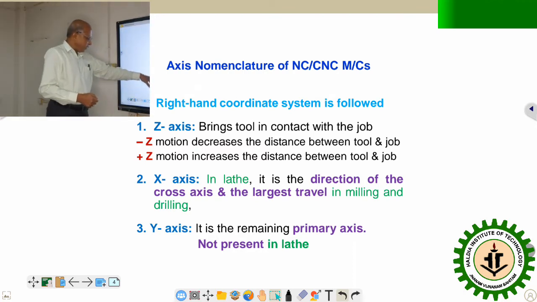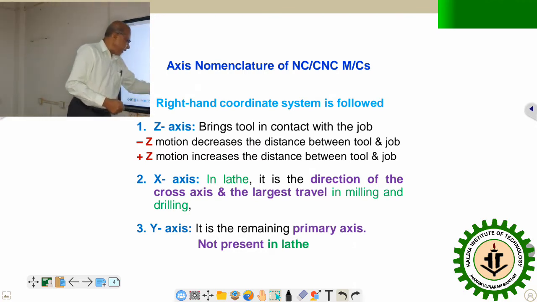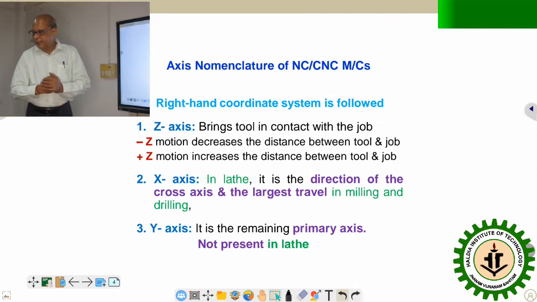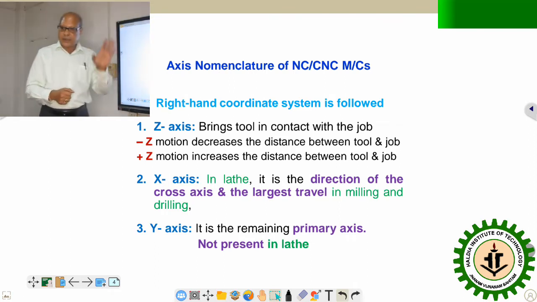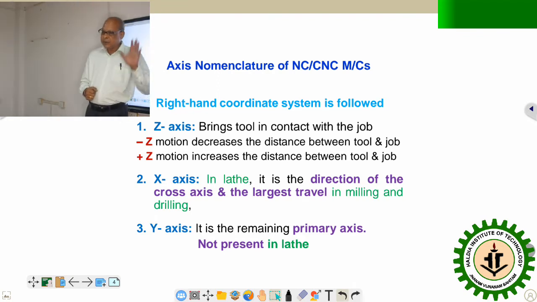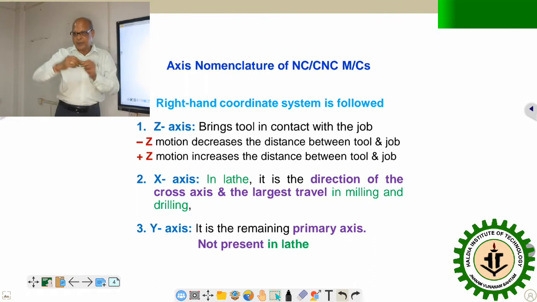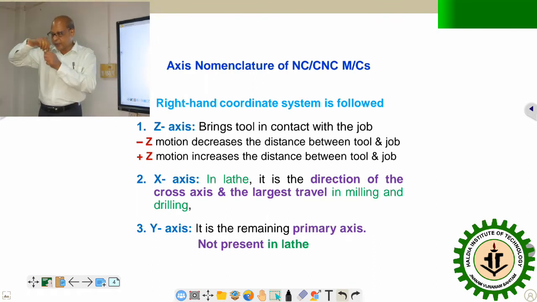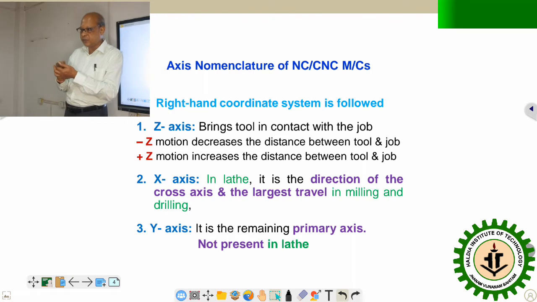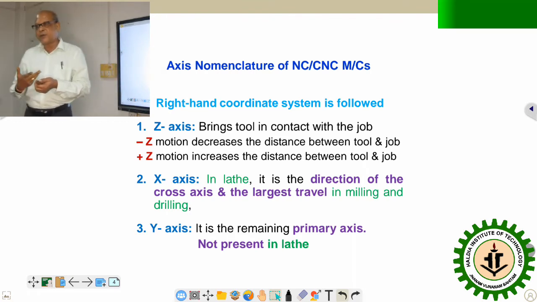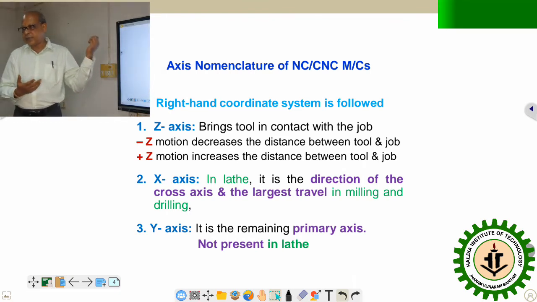So that is why I had categorically mentioned it is the remaining primary axis but not present in lathe. So this is how, whether it is drilling, whether it is milling, whether it is lathe, the rule remains same, logic remains same. Only thing, your orientation changes depending on the nature of construction of that particular machine. In case of lathe, chuck usually remains horizontal, but in case of drilling or milling, the spindle remains in the vertical position, although horizontal milling machine is also available. But in that case also we have to change our conventional system accordingly.